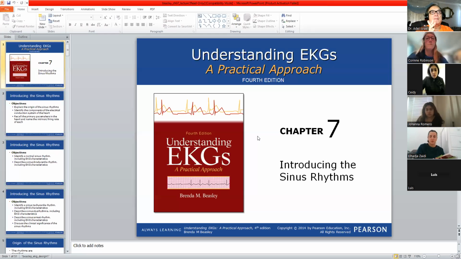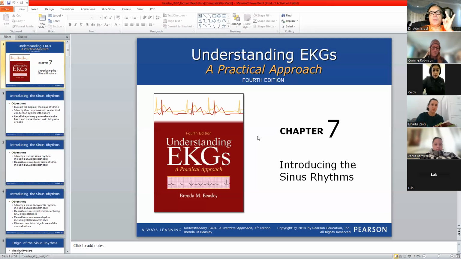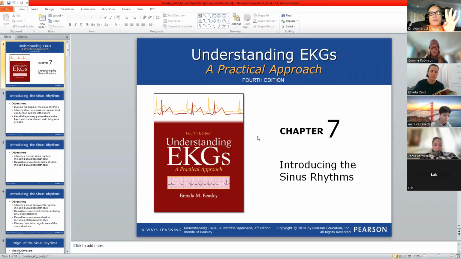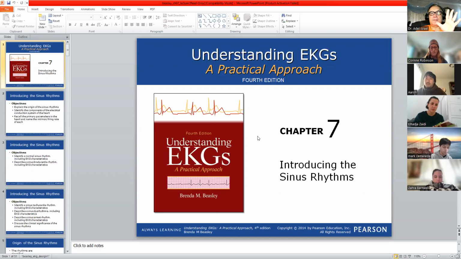I need everyone to tell me the 5 steps you have to go through. Number 1: what is the heart rate? Very good. Number 2: what is the heart rhythm? Very good. Number 3: the P wave. Perfect. Number 4: the PR interval. Very good. Number 5: the QRS complex. Excellent. So like I told you, these are the 5 steps you are going to cover with any strip in the world.